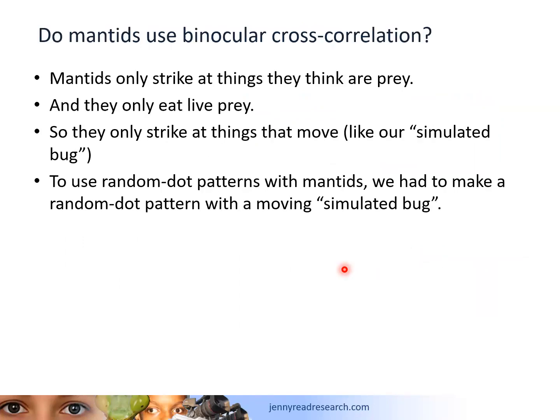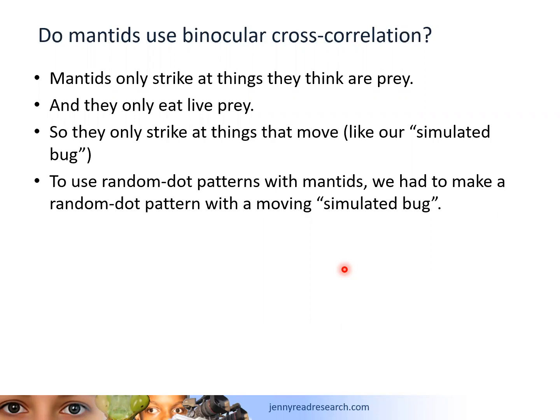Then we have another problem. We wanted to go after the first question, like, do they use binocular cross-correlation? The problem is they only strike at things they think are prey, they only eat live prey, they only strike therefore at things that move. It's interesting, sometimes when you watch them hunt, if prey freezes, they sort of know it's there and they're still attending to it, and you can see them doing peering movements sometimes, but basically, I never see them strike unless the prey's unwise enough to make some little move, maybe a twitch of an antenna, and then they go for it. So we have to have moving stimuli.